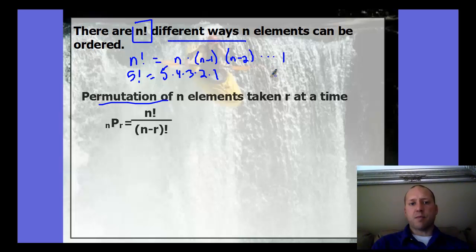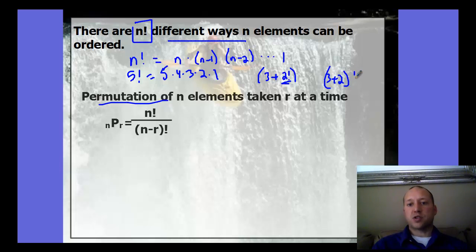Now if you have some operations in it, like 3 plus 2 factorial, you have to take care of the factorial first. If I had 3 plus 2, then factorial, you have to add first, so you still have to follow order of operations.